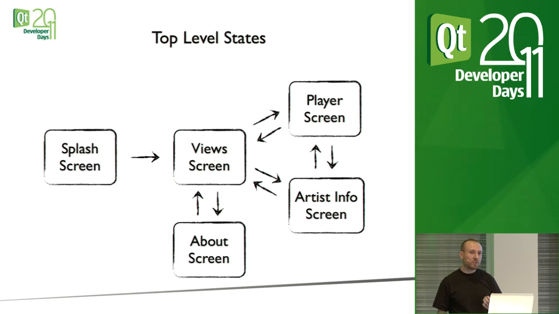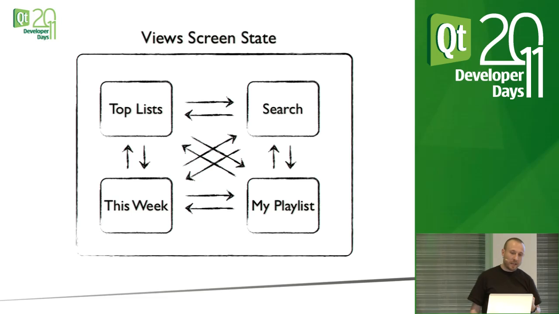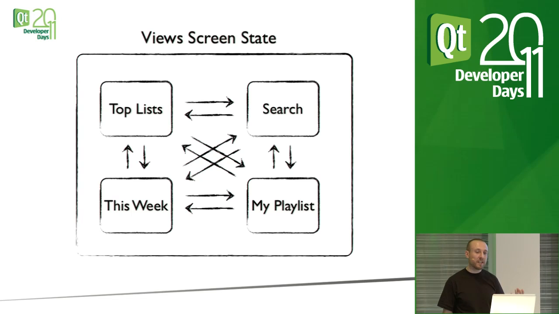For each level, you have transitions between the states, how you can move from one state to the other. In this case, you can see the top-level states, and we start out with the splash screen and move to what we call the view screen. From there, you can move to various other screens. And in the view screen state, you have sub-states. In this case, you have 4 states representing the 4 views, or the 4 buttons on the toolbar. And of course, since it's a toolbar, you can navigate from any state to any other state on this level.